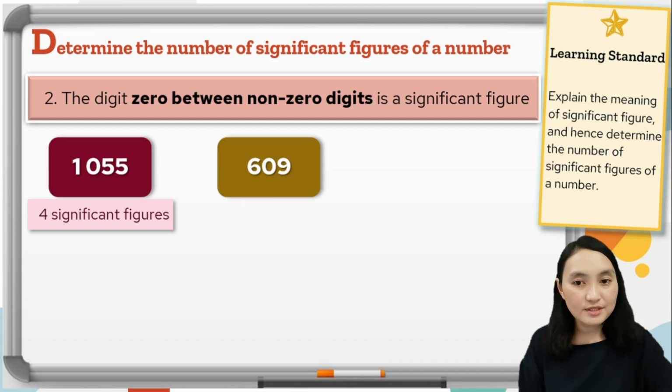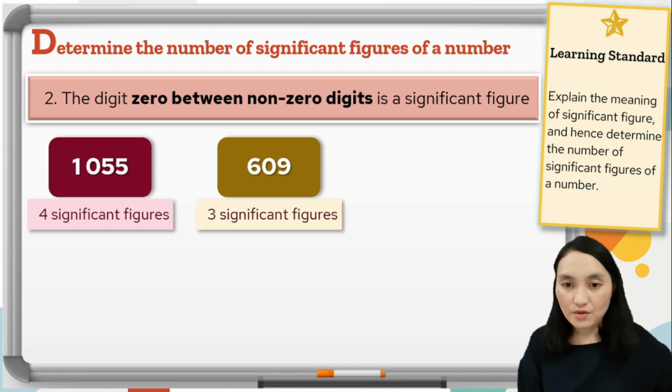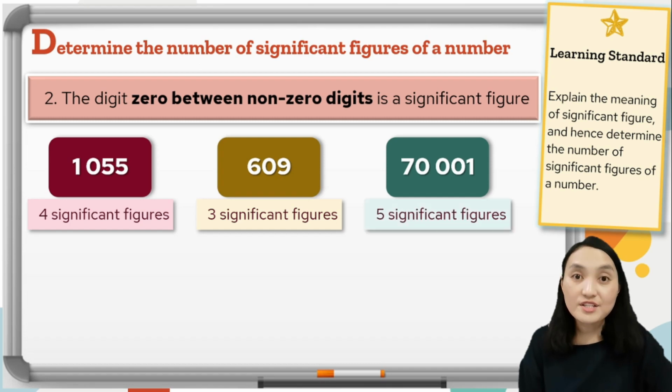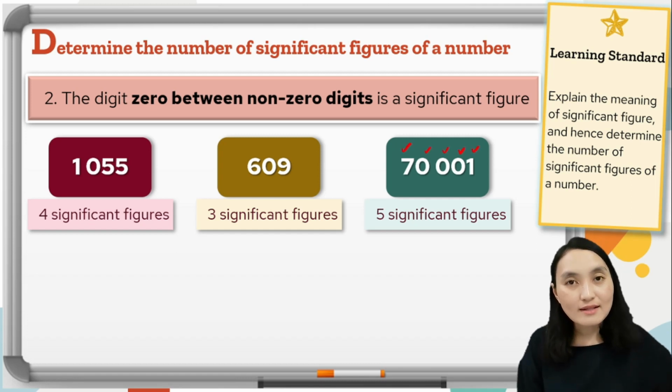Look at the second number, 609. There are 3 significant figures: 1, 2, and 3. Next, 70,001. How many significant figures are here? Yes, it is 5 significant figures: 1, 2, 3, 4, and 5. There are 5 significant figures in 70,001.